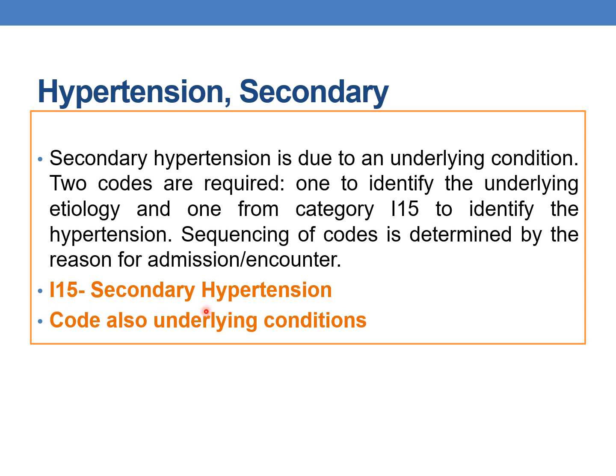Under I15, that is secondary hypertension, in the tabular list, you can find the note code also underlying condition. It is not mentioned as code first. So I15 can be given as PDX and you need to code also the underlying conditions. Depending upon the reason for the visit, either the underlying condition will be the PDX or the secondary hypertension.